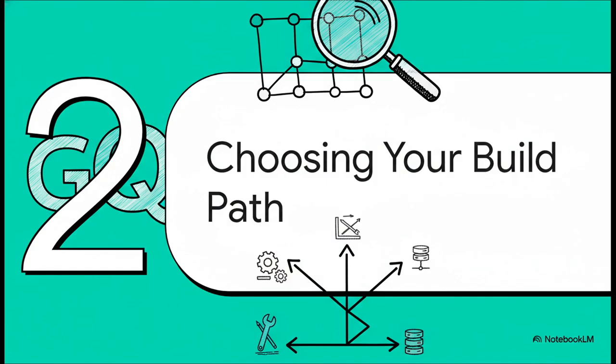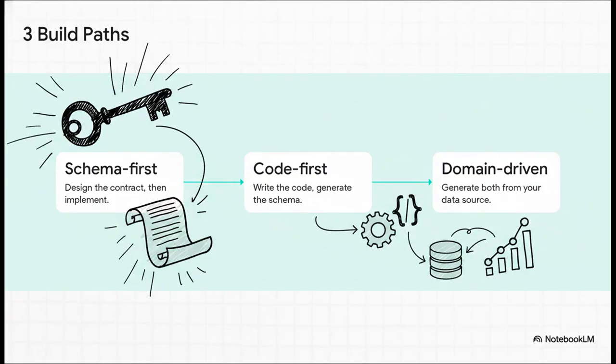Okay, so we get the why, but what about the how? Let's say you're sold. You want to build a GraphQL API. Where in the world do you even begin? Well, it turns out you've got some pretty fundamental choices to make right from the get-go. Your whole journey really starts with this one big decision. There are basically 3 main paths you can take.